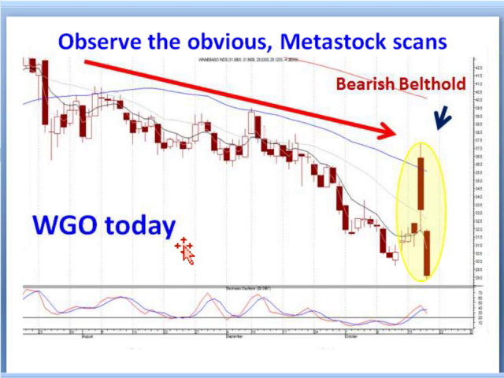We went short today on Winnebago because look at all the things that you can see from this kind of belt hold signal. They gap it way up, bring it back down. Just very logically that the bears are in control. Then they gap it down. What's that telling you? They've gotten rid of all the buyers. This probably has a lot more downside to it.